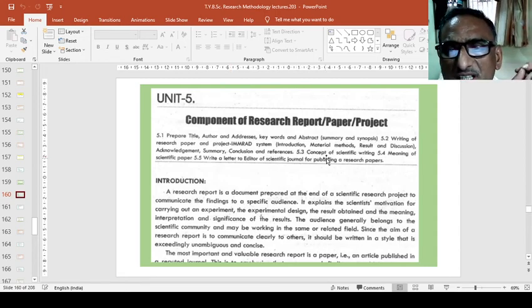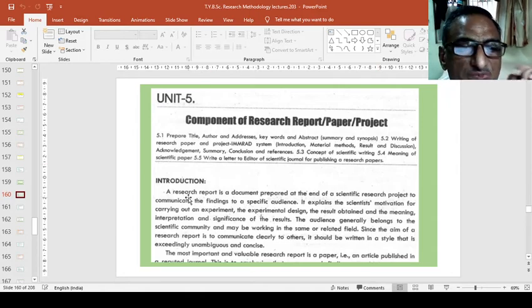So 5.3, concept of scientific writing. 5.4, meaning of scientific paper. And 5.5 last is to write a letter to the editor of a scientific journal for publishing a research paper. So first of all, we will start from the introduction.